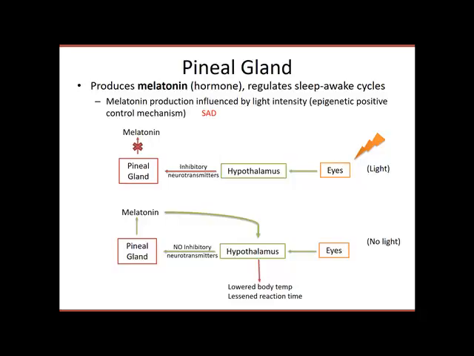And that melatonin is actually going to feed back on the hypothalamus. So it's a feedback cycle here. And it's going to cause your hypothalamus to do things like lower your body temperature, decrease your reaction time, make you tired. So melatonin is really the one that actually kickstarts this entire process.